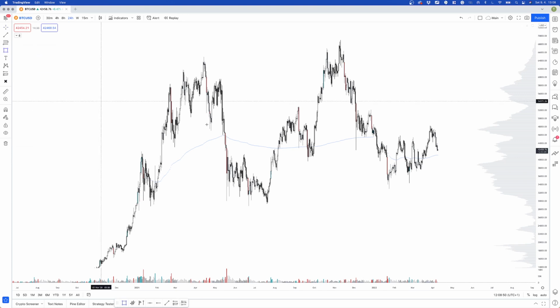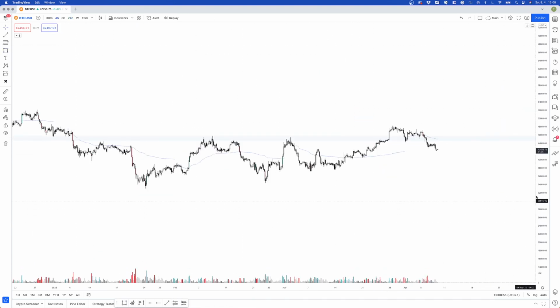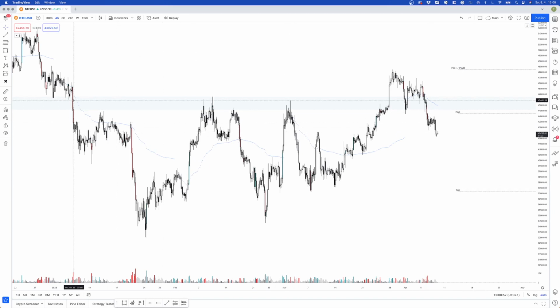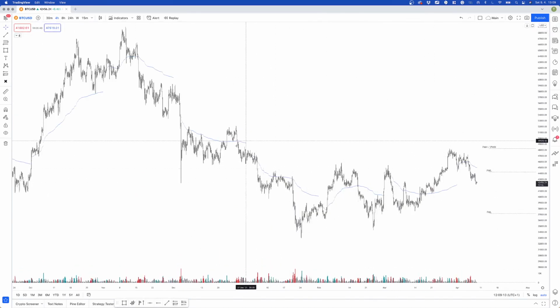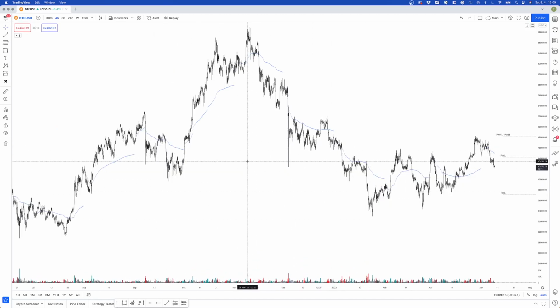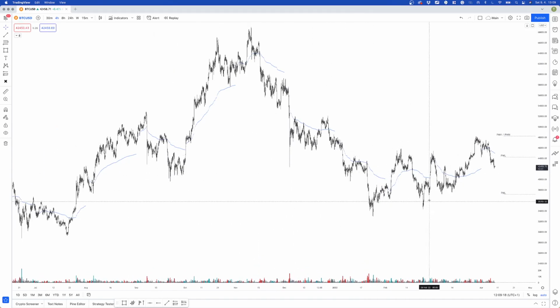If I highlight this level and take a look at something like H4, you can see that you have this sharp move through it here. You have these wicks, so of course very quick movement, all the same thing, because there was no volume executed in the past, therefore the market will just quickly trade through these areas.